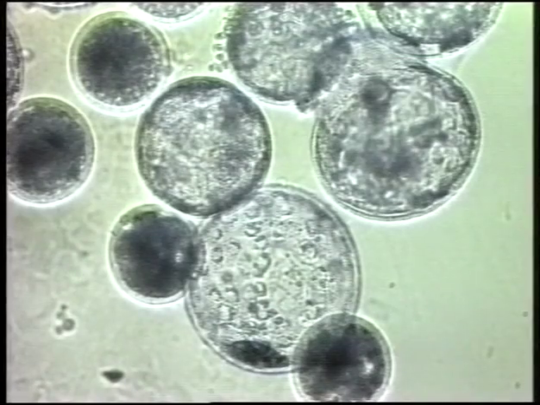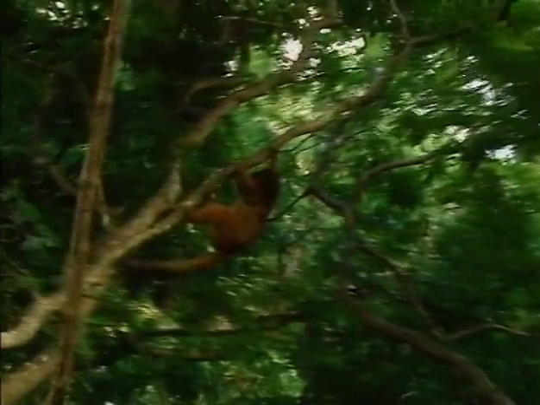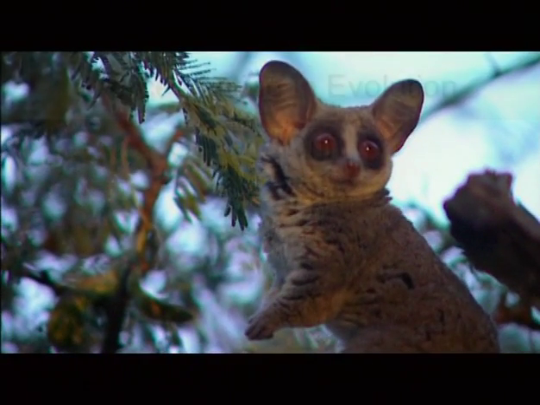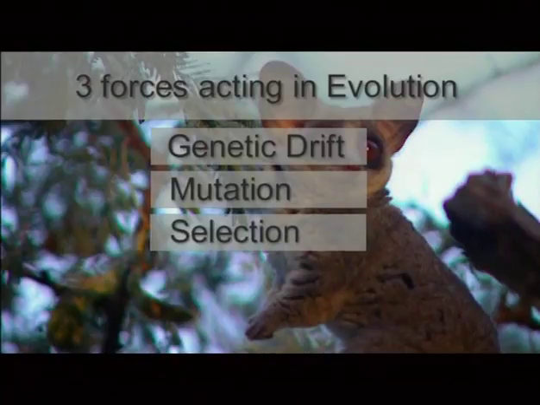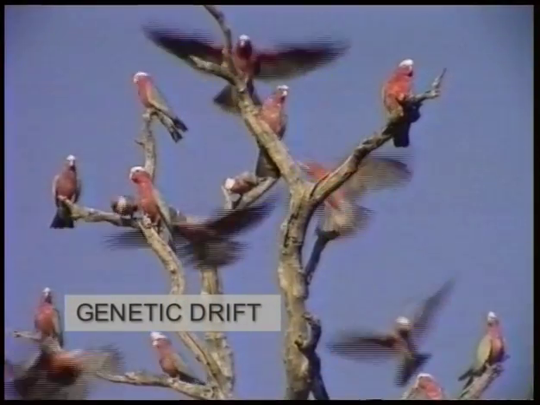Evolution is the process that produces change in a population, in particular genetic change. The three forces acting in evolution are genetic drift, mutation, and selection. Genetic drift involves the sampling of genes from one generation to the next, and this sampling of genes leads to random fluctuations in gene frequencies in the population.